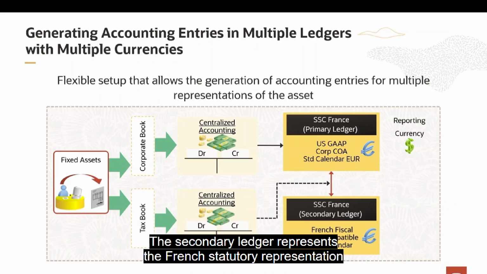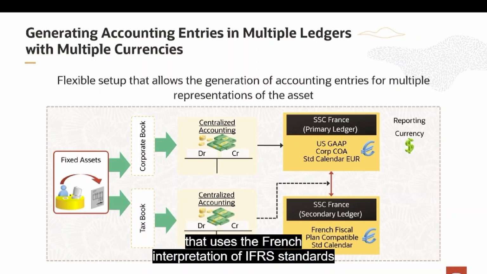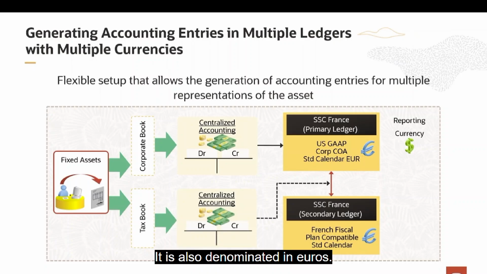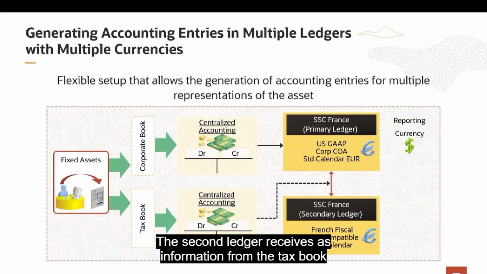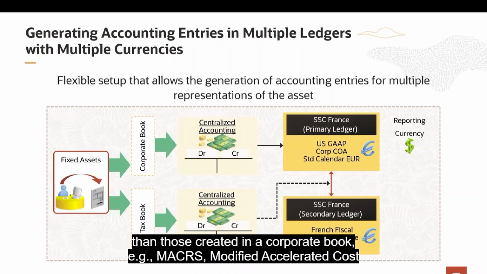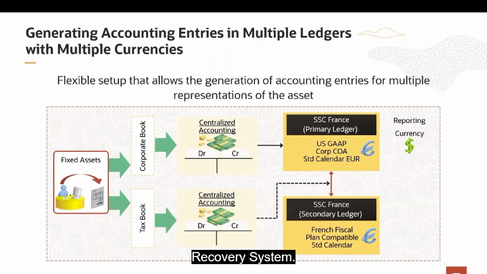The secondary ledger represents the French statutory representation that uses the French interpretation of IFRS standards, and the French statutory chart of accounts is also denominated in euros. The secondary ledger receives asset information from the tax book and can use different depreciation methods than those created in the corporate book, e.g. MACRS, Modified Accelerated Cost Recovery System.